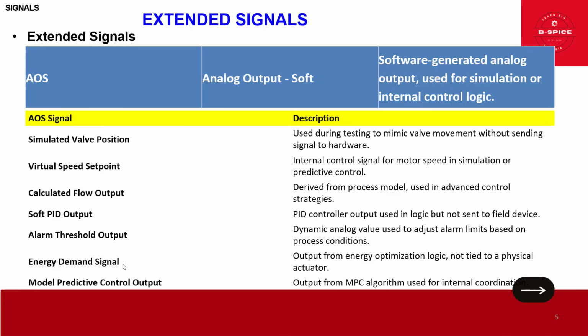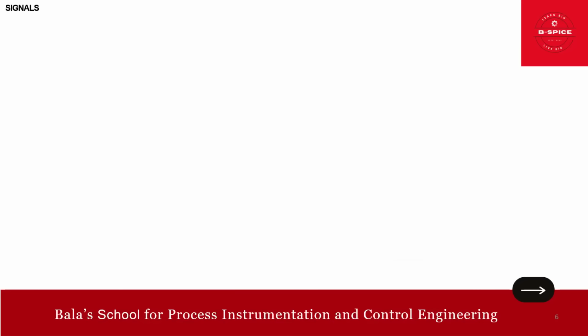Then energy demand signal. Output from energy optimization logic, not tied to the physical actuator. Then we have a model predictive control output. This is output from the MPC algorithm. Okay, model predictive algorithm used for internal coordination. So this is about the AOS, friends.